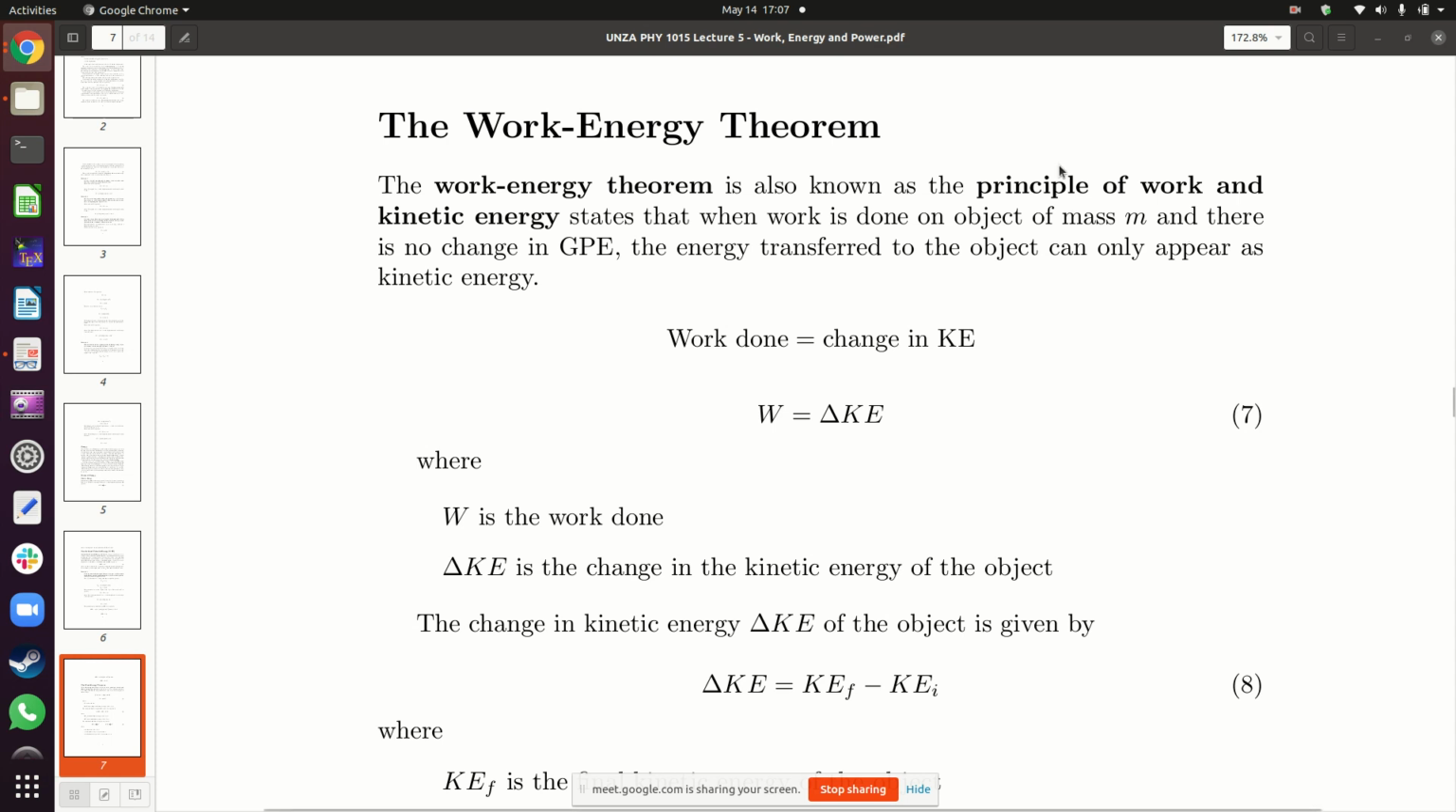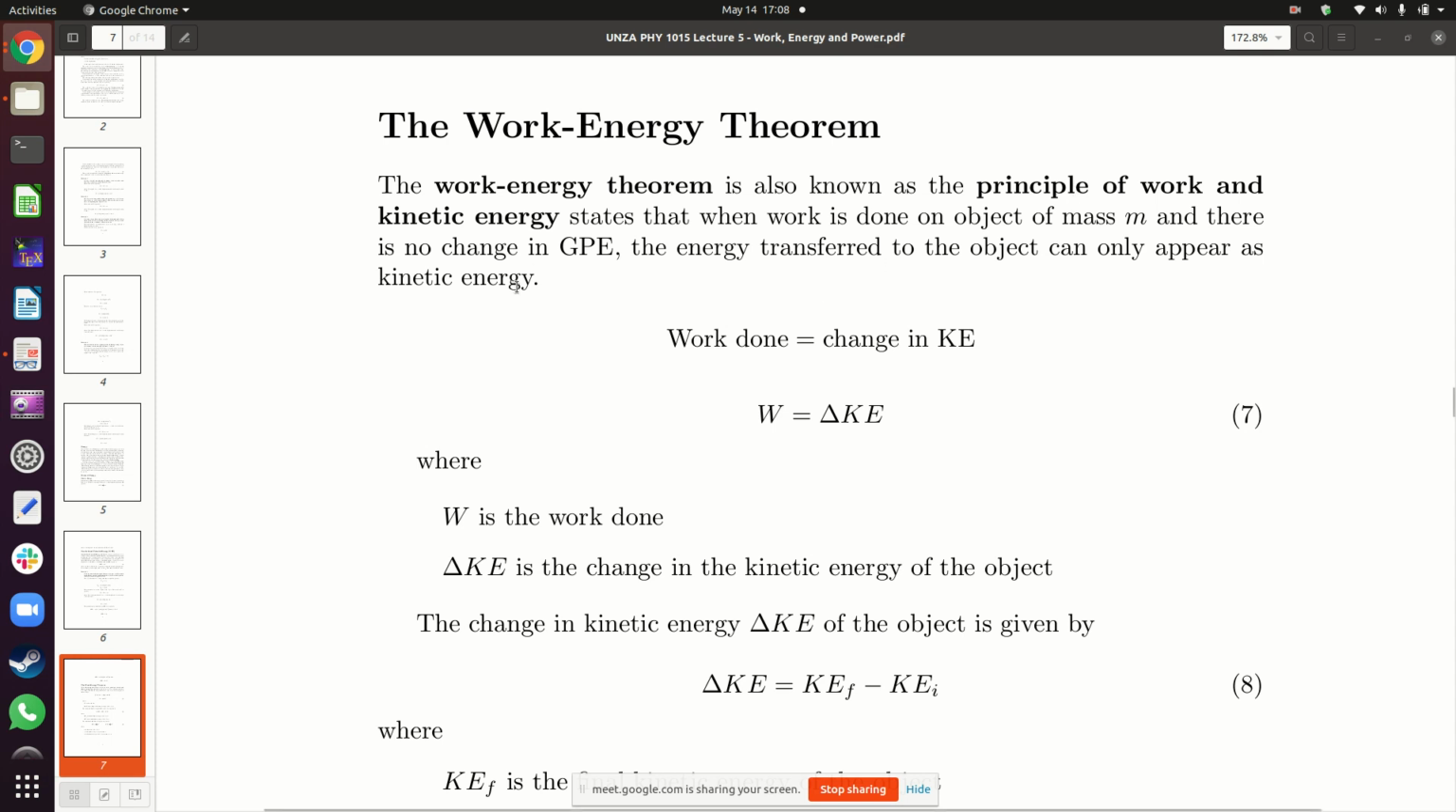Okay, so this evening we are going to talk about something called the work energy theorem. This work energy theorem is also called the principle of work and kinetic energy. The work energy theorem gives us a connection between work done and the kinetic energy. Now, where does this principle work? The principle of work and kinetic energy, where and how do you use it?